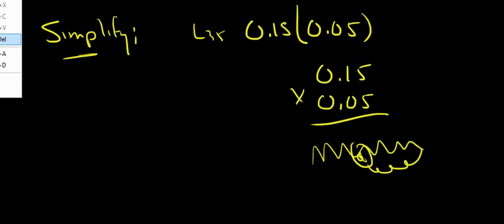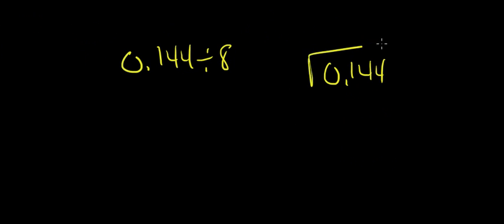All right. The next question is this: 0.144 divided by 8. So we take that 0.144, we divide it by 8. Now remember, when we're dividing, that decimal comes right up there. We don't mess around with it. We line it up real nice.